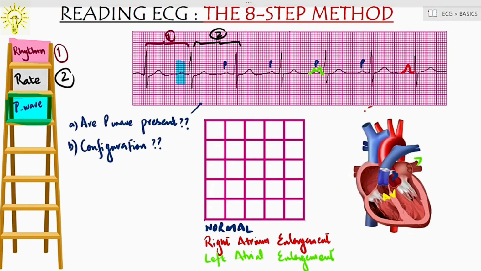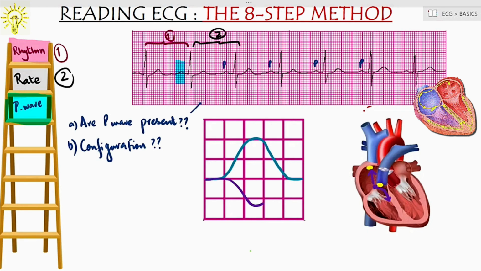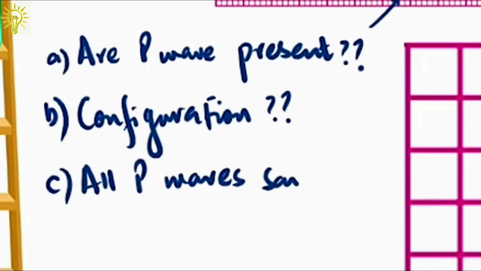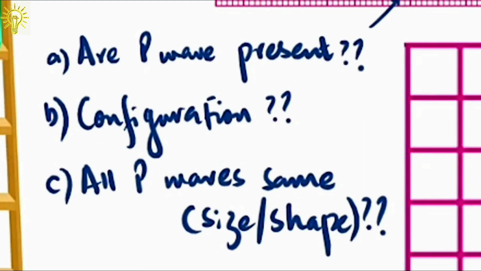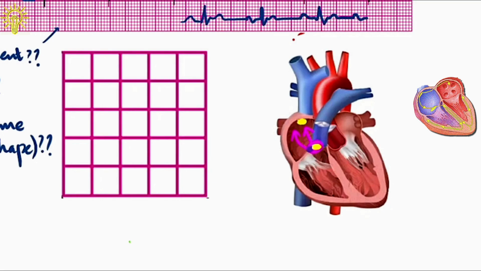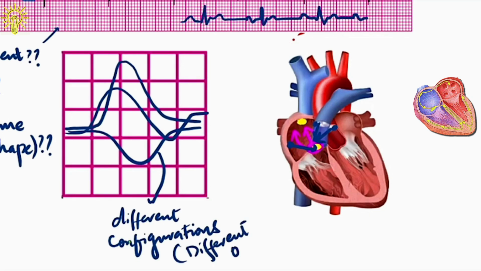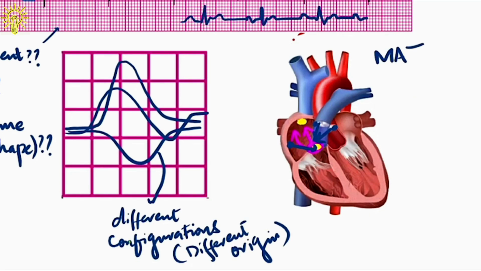But what if the origin of the impulse is down near the AV node? The impulse spreads retrograde or upwards. This would go against the direction of lead 2, so an inverted P wave. The third question you must ask is, are all P waves similar? For example, if you see different shapes and sizes like positive, biphasic, negative, it means there are multiple sites of origin of impulse, which happens in multifocal atrial tachycardias.